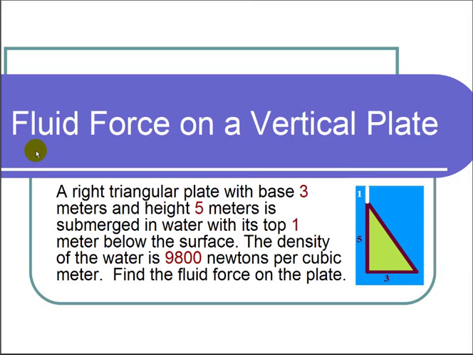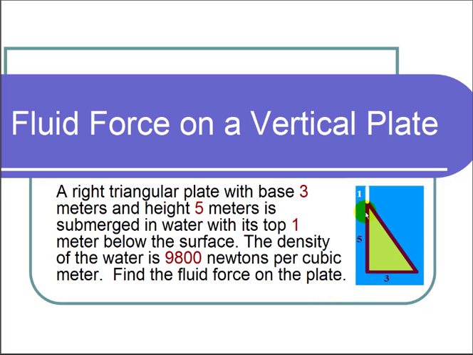This is a video on finding the fluid force on a vertical plate. The question states, a right triangular plate with base 3 meters and height 5 meters is submerged in water with its top 1 meter below the surface. The density of the water is 9,800 newtons per cubic meter. Find the fluid force on the plate.